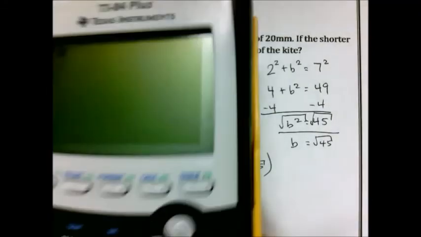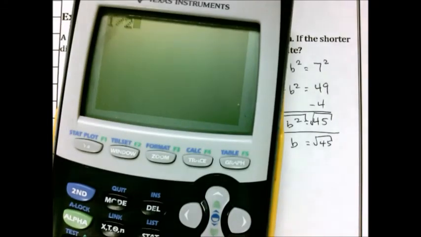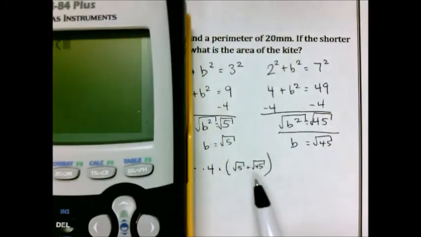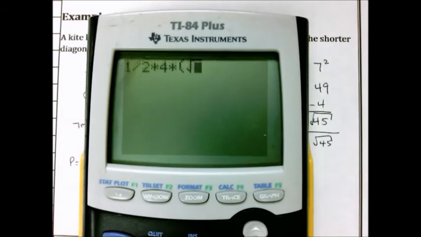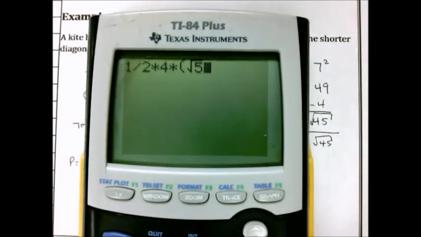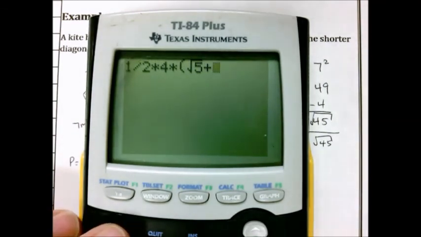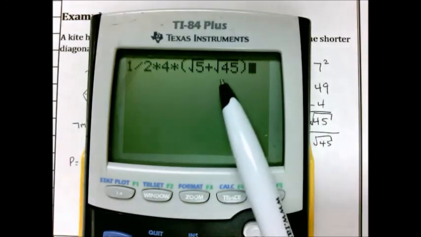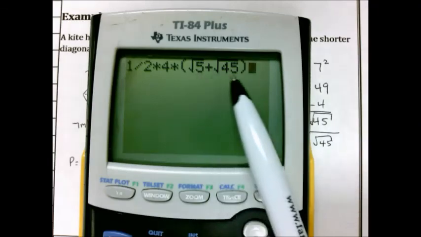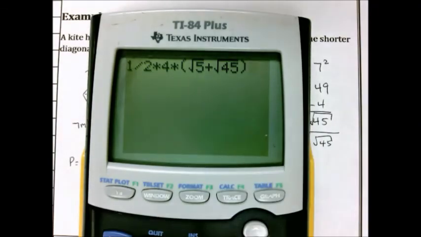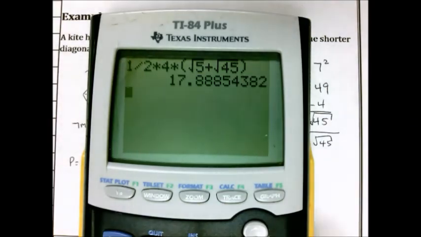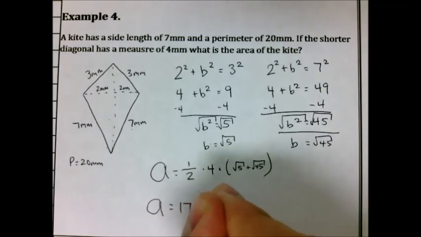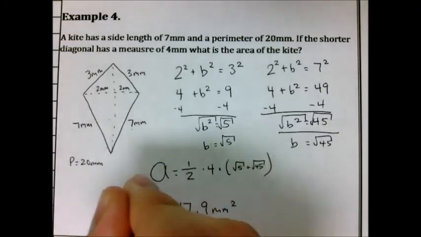We've got 1/2 times 4 times, now in parentheses, remember we have to make sure this is in parentheses, the square root of 5 plus the square root of 45. Now make sure that it's not the square root of all of that. You got to make sure that they're separated, okay? And we just press enter here, and we get 17.9 millimeters squared. And that's the area of this kite.